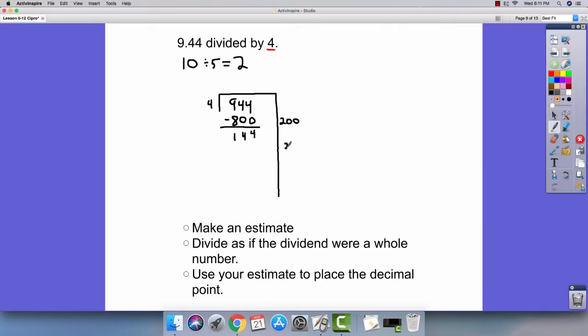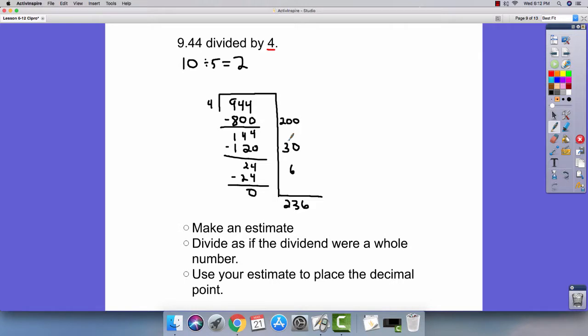And I know that 4 can go in 144 at least 30 times to get me 120. And now I have 24 left to divide. And 4 can go into 24 6 times because 6 times 4 is 24. Subtract, and I have nothing left over. So just add up my partial quotients, and I got 236. So 944 divided by 4 is 236.